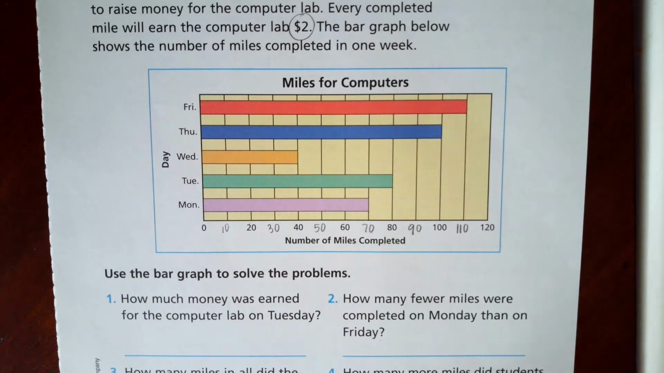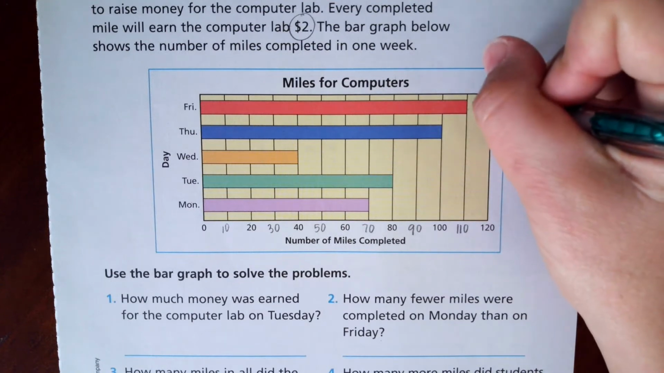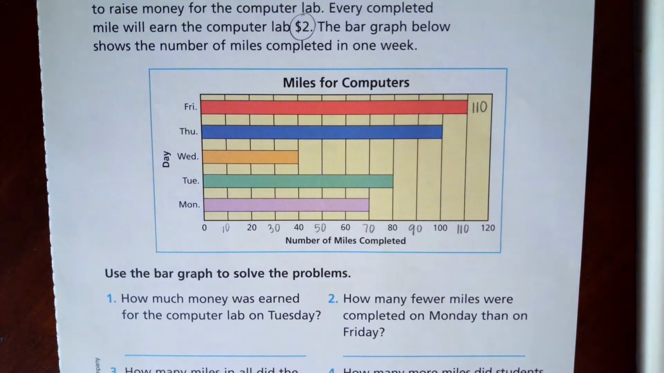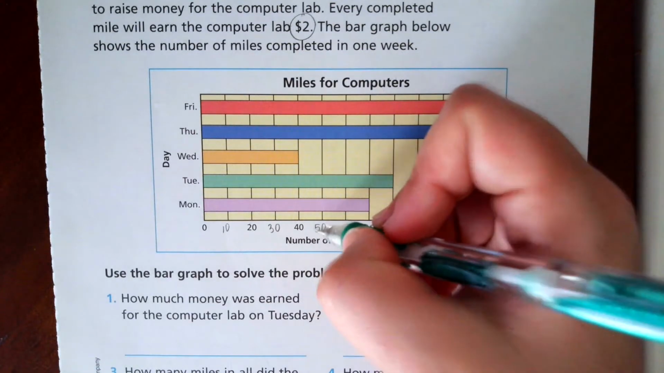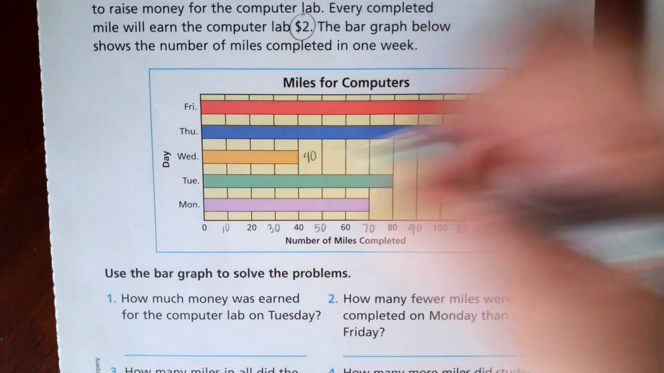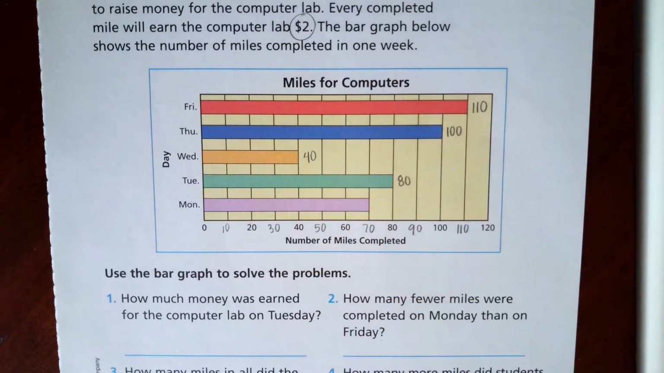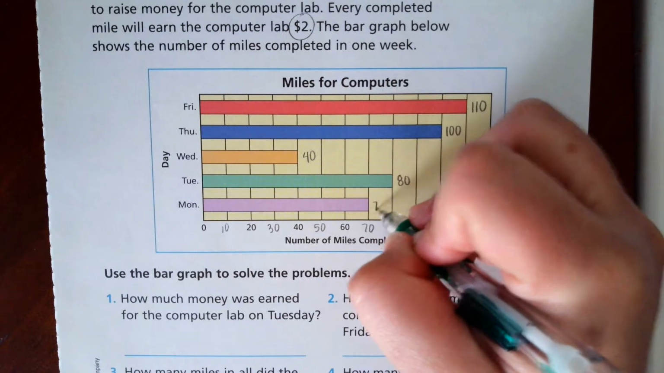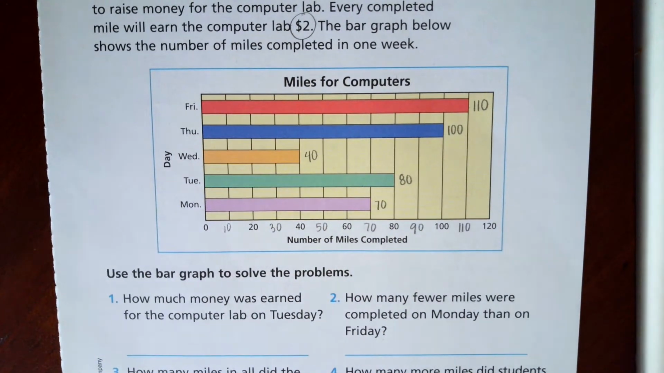I'm also just going to add in how much was for each day. So Friday was 110, Thursday was 100, Wednesday only 40, Tuesday was 80, and Monday was 70. So again, if you like to have the numbers there so you can just quickly look at them, that's totally fine. All right, let's get ready to start solving.